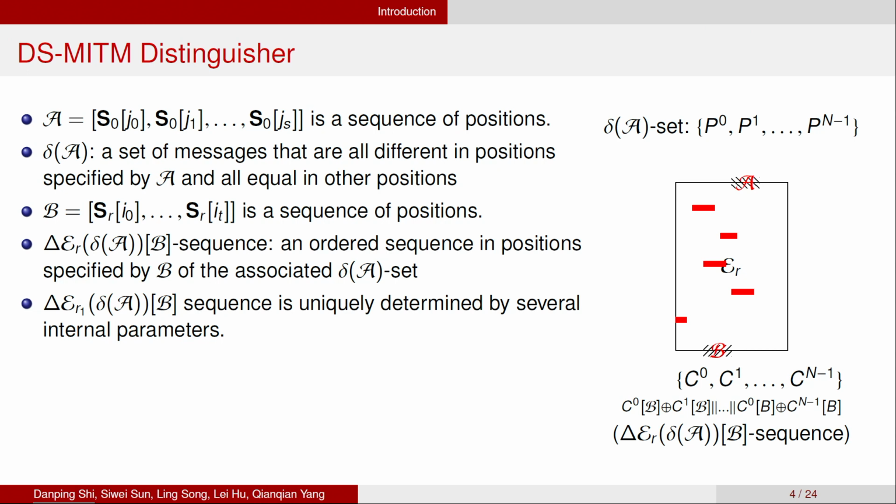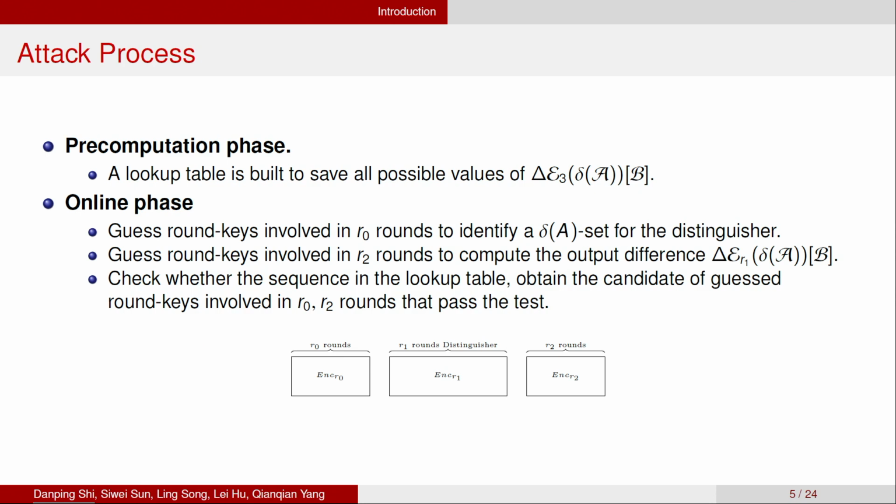For a block cipher, the sequence is usually uniquely determined by several internal parameters. So if the size of the value space of the internal parameters is less than that for a random sequence, the distinguisher is constructed for the pair of A and B. Then an attack can be mounted based on the distinguisher.